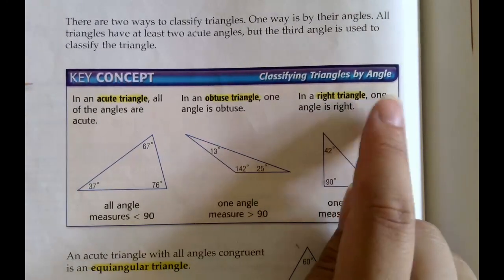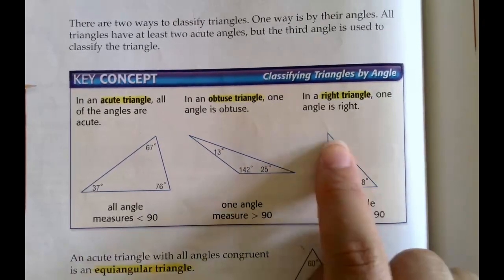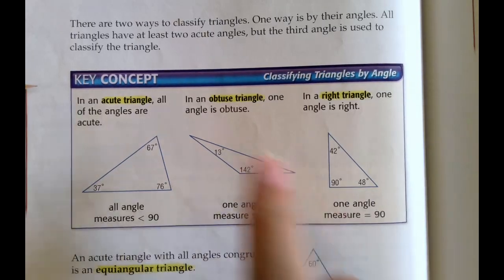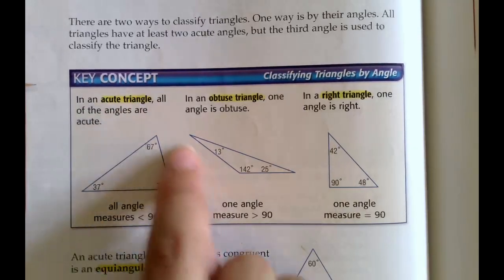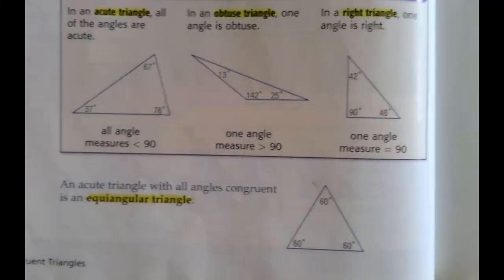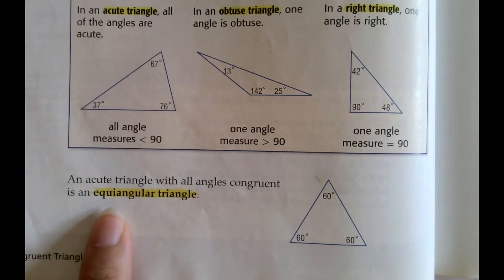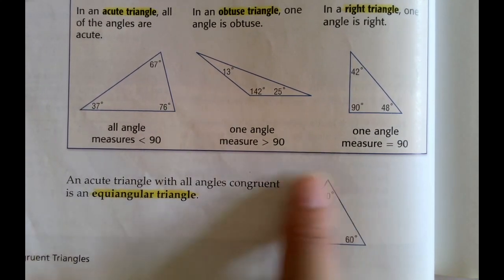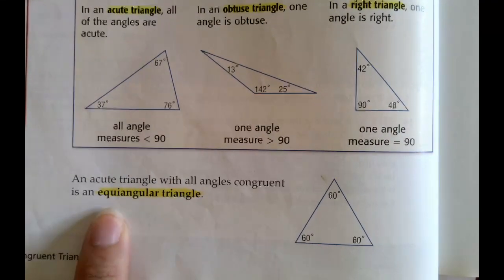In a right triangle, one angle is right, or one angle measures 90 degrees, and then the others are acute. Okay? So note that there are acute angles in both obtuse and right triangles. However, the thing that makes an acute triangle acute is that all of them are smaller than 90. Okay? And then also we have a special type of acute triangle, which is the equiangular triangle. That is when all of the angles are equal to each other, and that's when all of them are 60 degrees. Okay, so a more specific type of acute triangle is an equiangular triangle, which only happens when the angles are equal. So we're going to start with example 1 here.